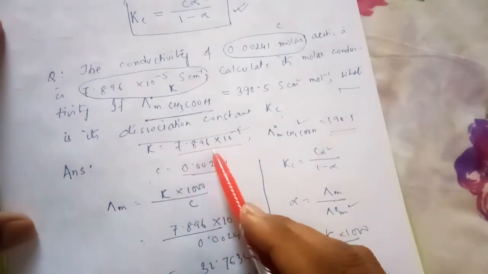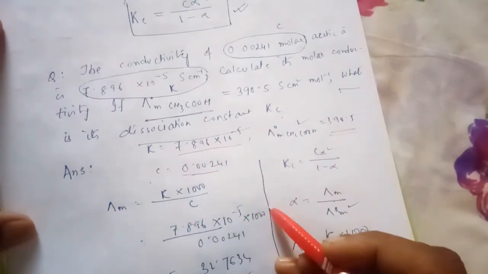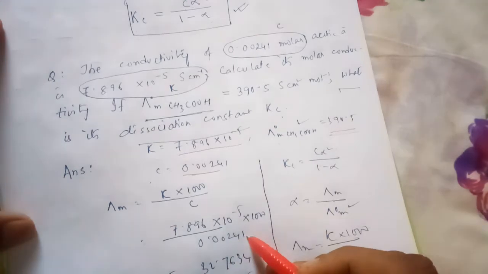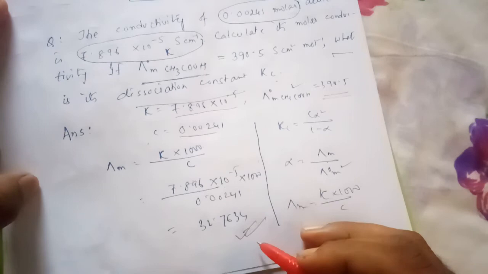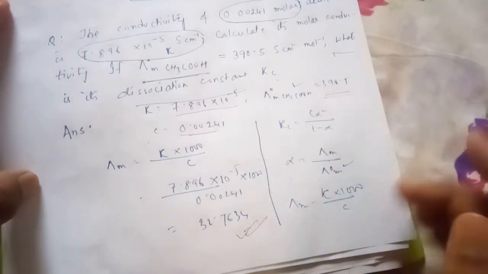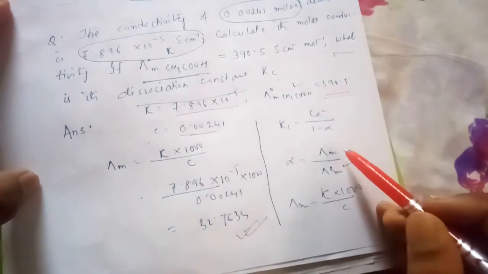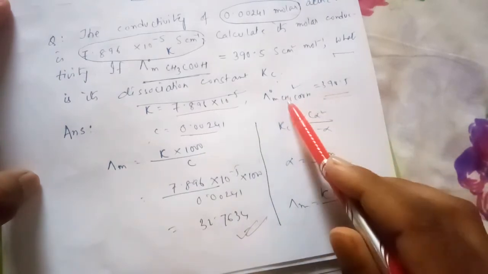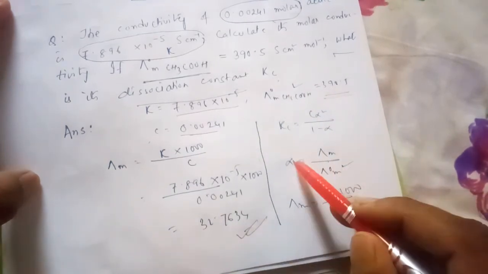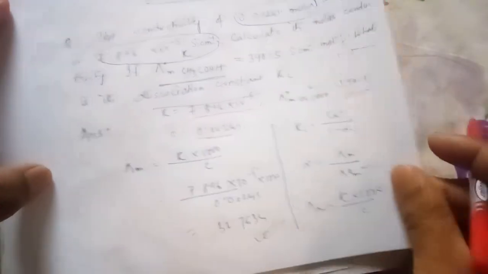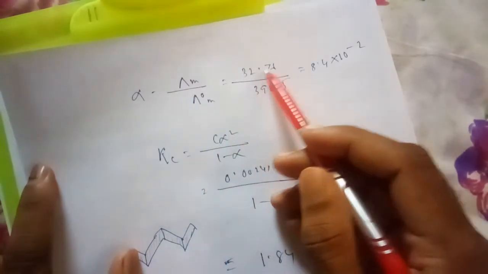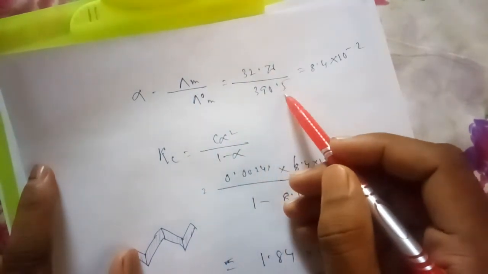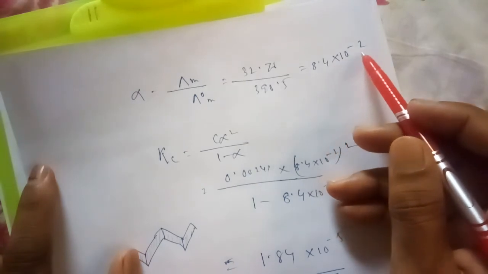Kappa is 7.896 into 10 to the power minus 5, into 1000 by C, 0.00241. If you calculate that, it becomes 32.7634. So first of all, we are finding the lambda m. Lambda m naught we know. Put the value of lambda m naught, we will get alpha. From alpha you can get C alpha square. So next, alpha equals lambda m by lambda m naught, 32.76 by 390.5. It is 8.4 into 10 to the power minus 2.